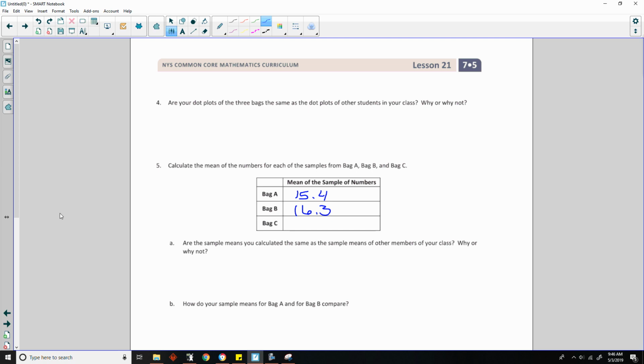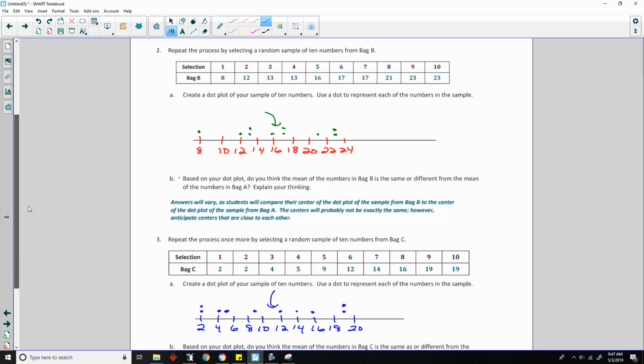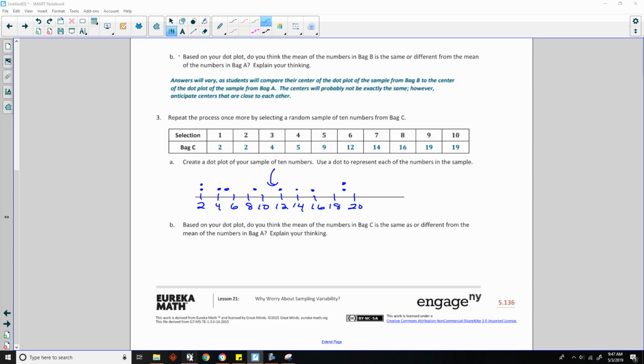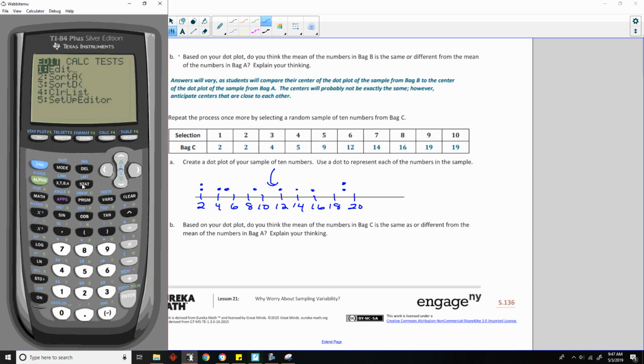And then finally do the same for bag C. So I come back up here, and bag C's data is here. I'm going to go to Stat, Edit, arrow over to L3, and enter these values. 2, enter, 2, 4, 5, 9, 12, 14, 16, and 19 twice.